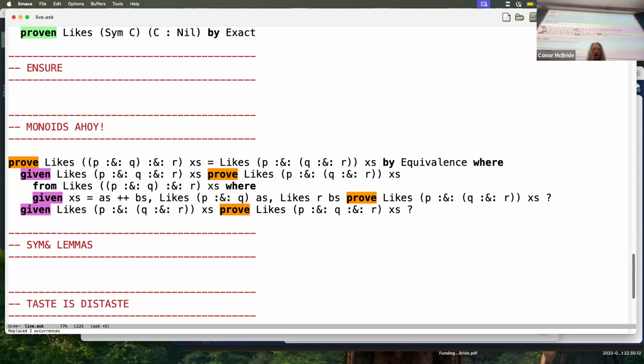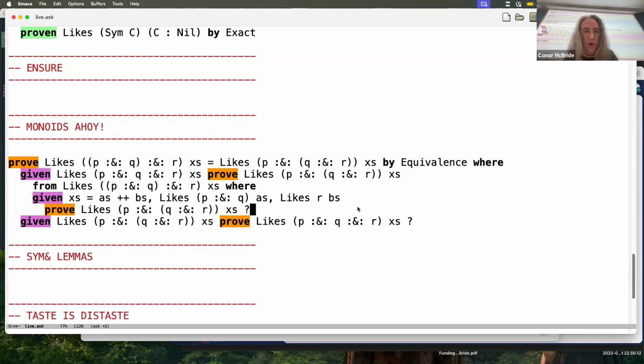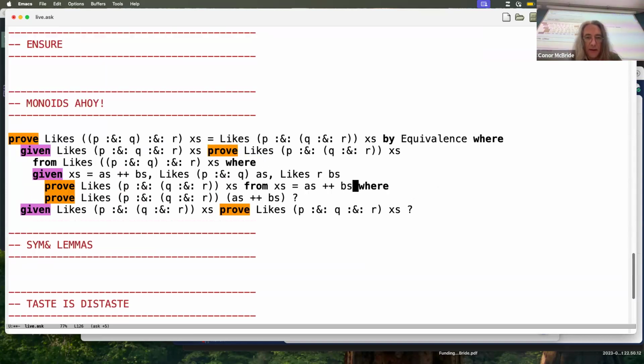It tells us that X's must have been split up with P then Q liking A's and R liking B's. Well, I've played this game before, so I know I really want the x's that's in the goal to be rewritten. Okay. And now I can tell my next move is going to be to split this thing apart.